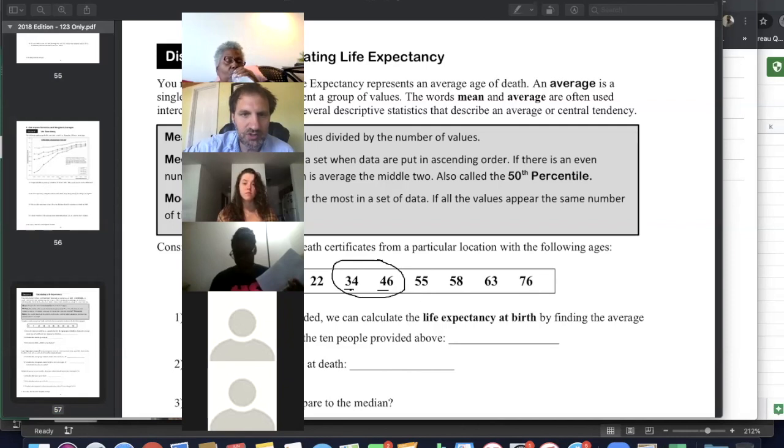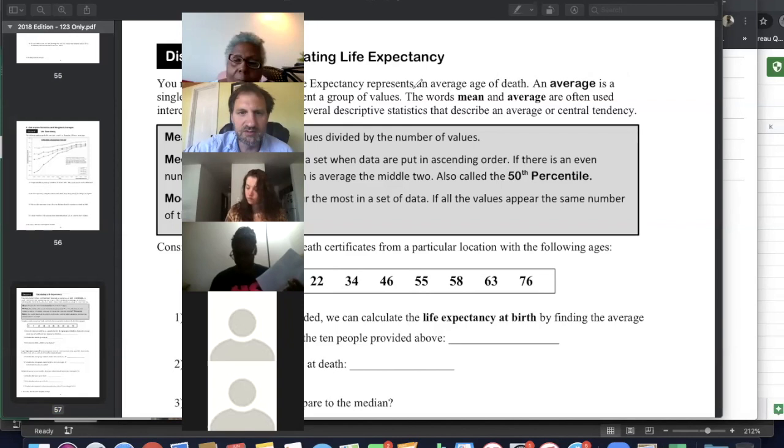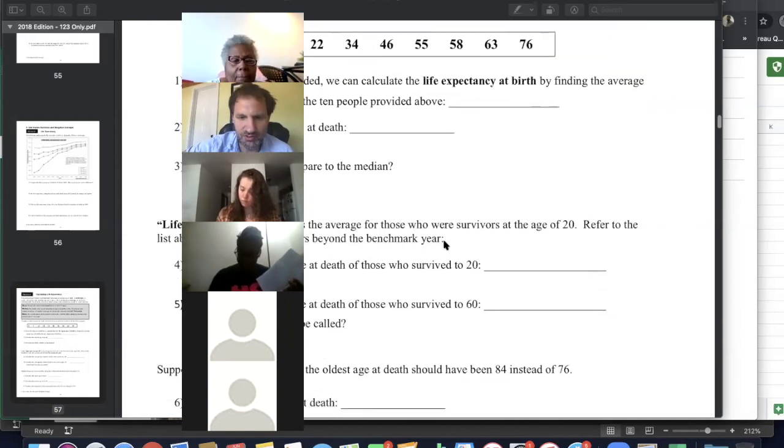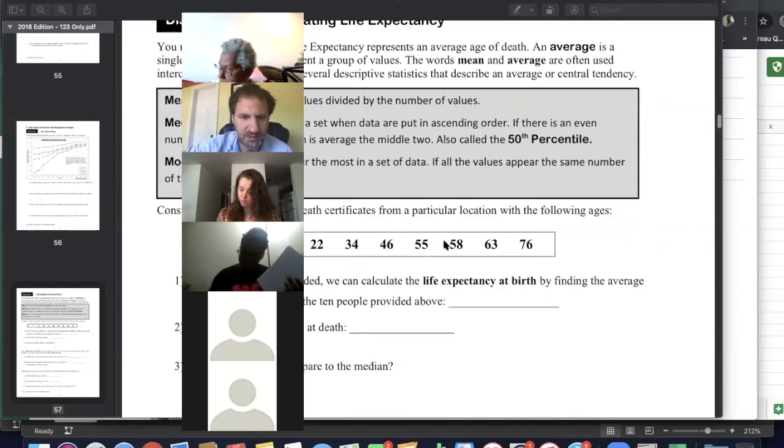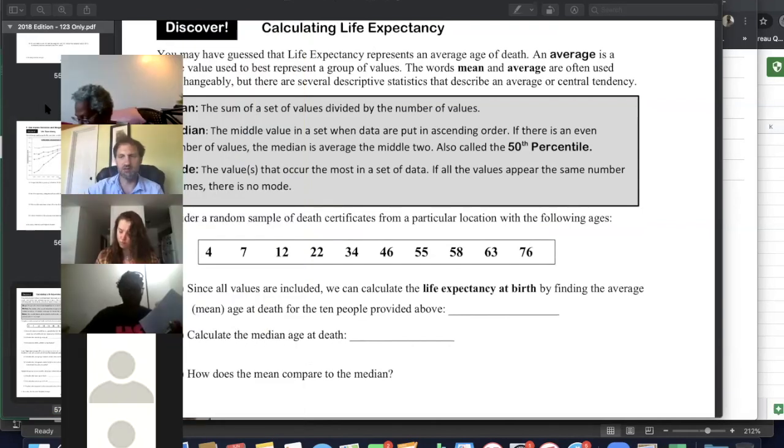Okay, so let's go ahead and do 1, 2, 3. Shouldn't take too long. I'll maybe just be quiet for a minute here. We're on page 56, and you're just doing 1, 2, 3. That's the mean, the median, and then just a quick thought about how the mean compares to the median.